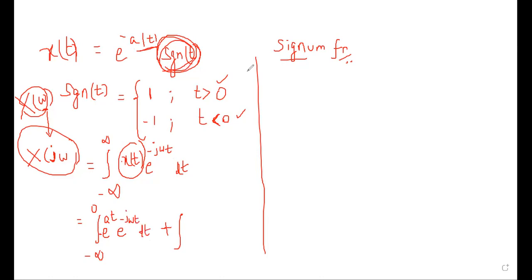So now similarly, I want someone to tell me this positive side integration. What is the expression? e power minus at e power minus j omega t dt. So what happens to the signum function? What is the value? Plus 1. Very good. Because of that reason, here we are not putting any sign, but in the first term we are putting the sign because its value is minus 1 for t less than 0.